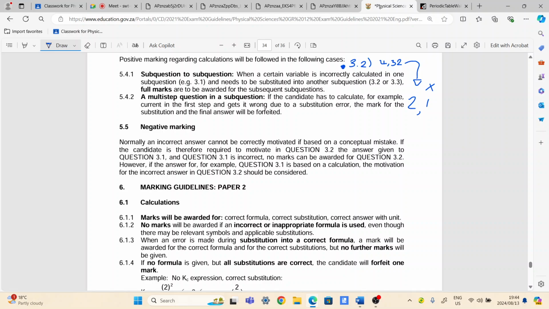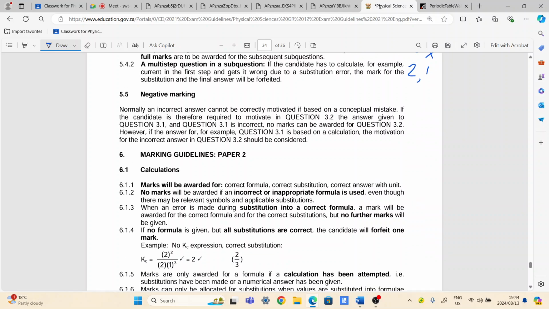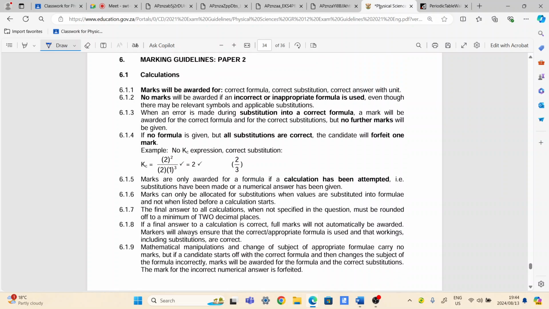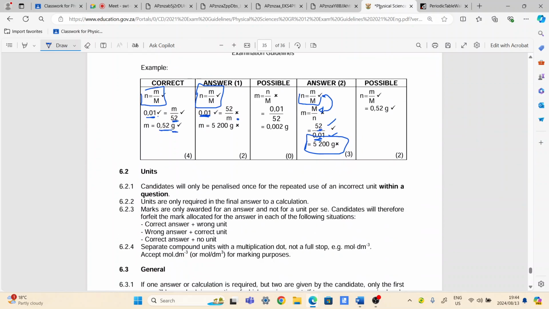But if it's a calculation in 3.1, that answer from the calculation being carried over to 3.2, you will still get the full marks for 3.2. But again, if it's theory that they're asking for, you have to be correct in 3.1 to get it for 3.2. This is basically just the marking guidelines. I'm not really going to go over this. I kind of did explain this over here.